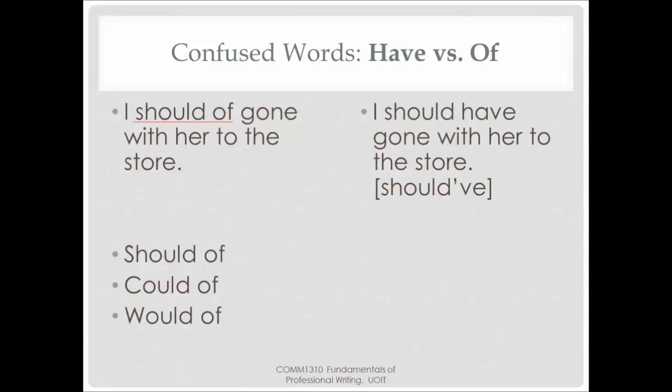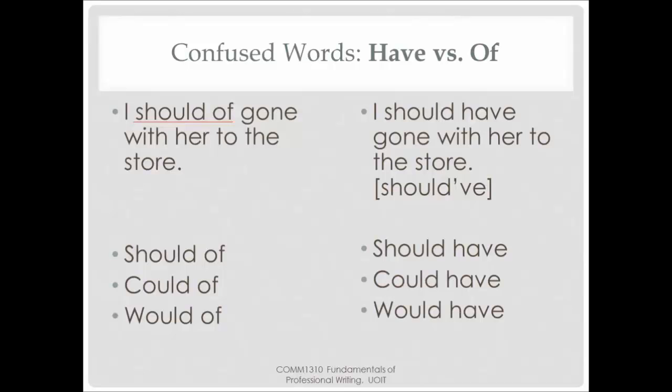The word of is a preposition that often indicates the relationship of a whole to a part, as in, Grandma ate the last piece of pie. In order to make the incorrect phrases above correct, the word have should be substituted for of. Should have, could have, would have.